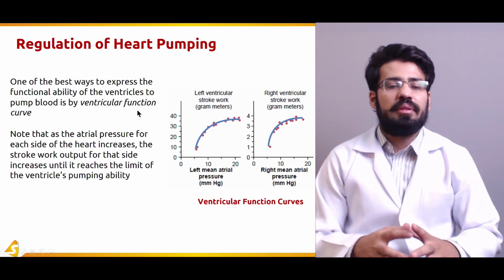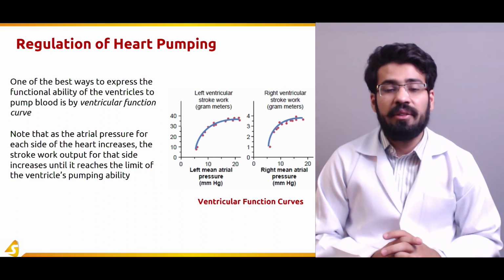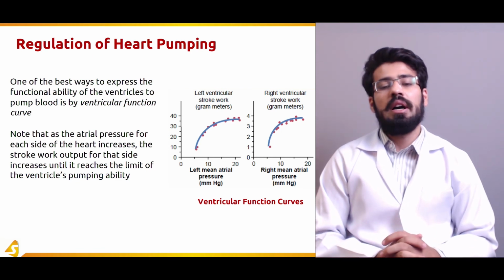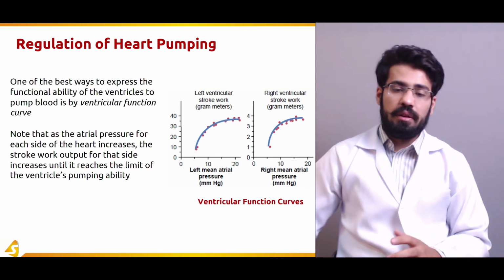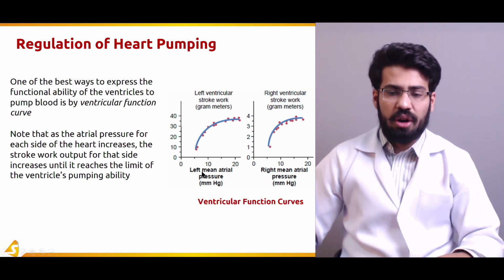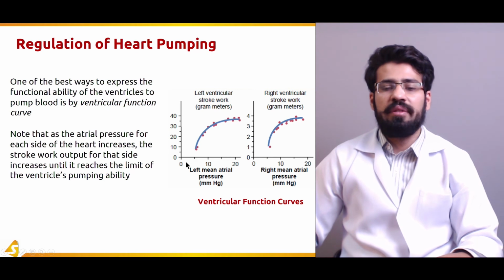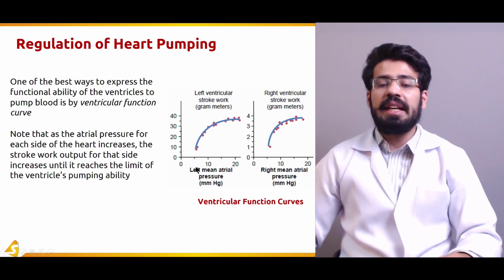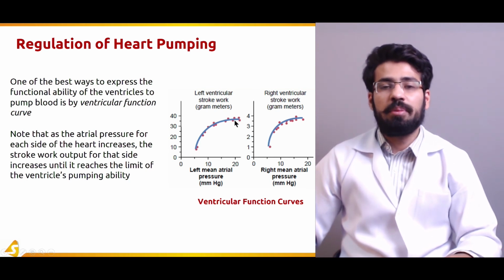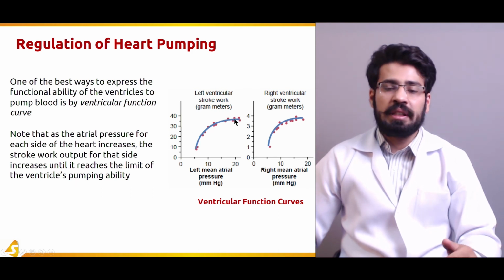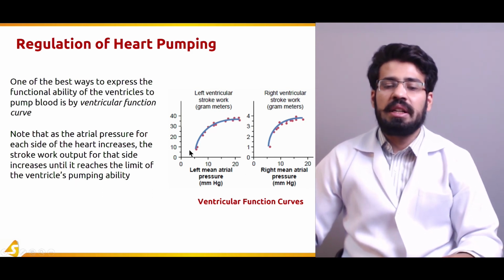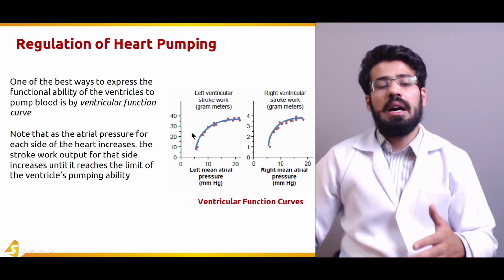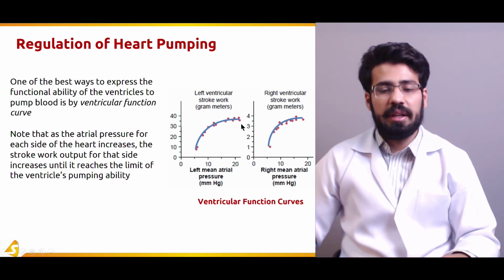Now let's talk about the regulation of the heart pumping. Of course, one of the very best methods to express the functional ability of the ventricles to pump blood is by determining the curves of the ventricular function. Here you can see that when the atrial pressure of each side of the heart increases, it causes an increase in the stroke work output until it reaches the ventricular pumping ability. At this point, as you increase the atrial pressure, the ventricular stroke output will not increase because it has reached the maximum potential of its pumping ability.